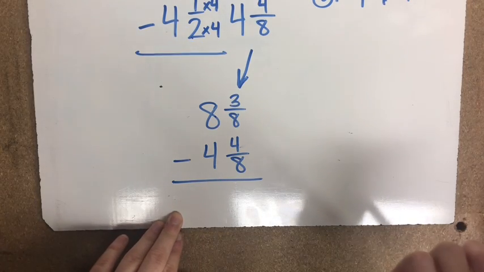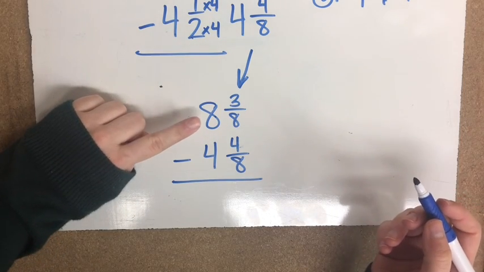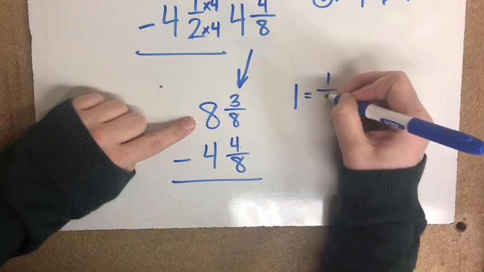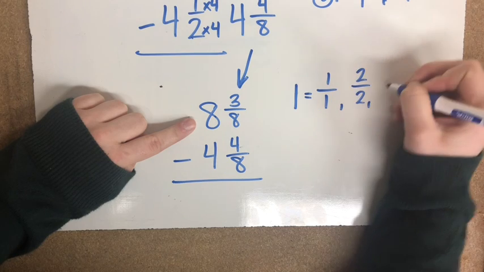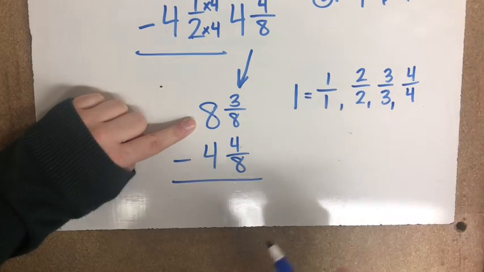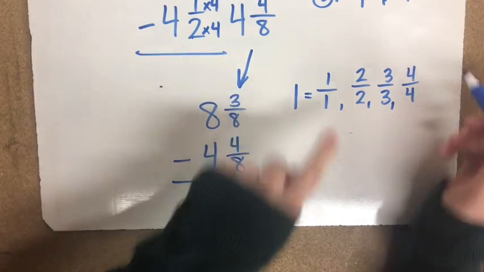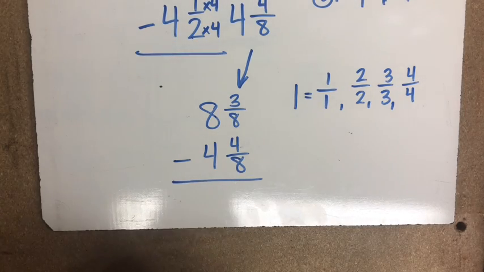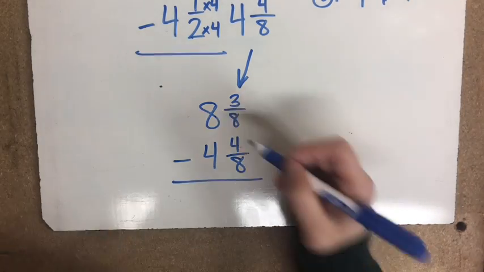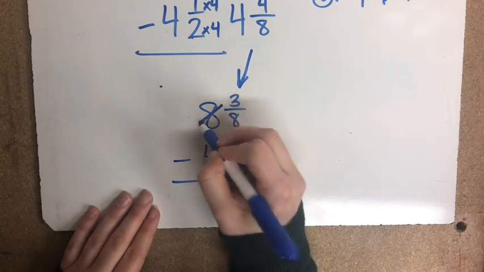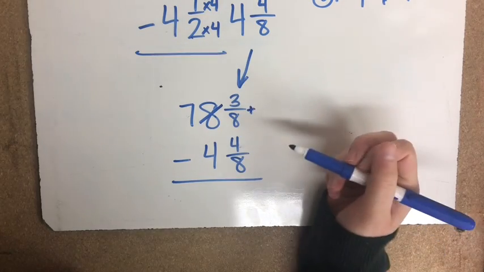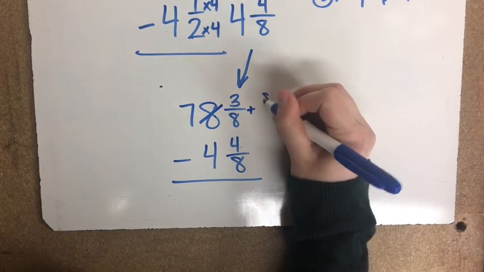So as we probably remember, when we show a whole number as a fraction, if I have one whole, I can write that as 1 over 1, 2 over 2, 3 over 3, 4 over 4. It doesn't matter how I write it as long as the numerator and the denominator are the same. So that actually makes it easy for us because we can choose what we want our fraction to look like when we take one whole out of our whole number. So that's what I'm going to do. I'm going to take a whole away, so that 8 will become a 7. And then I'm going to use 8 as my fraction, 8/8.